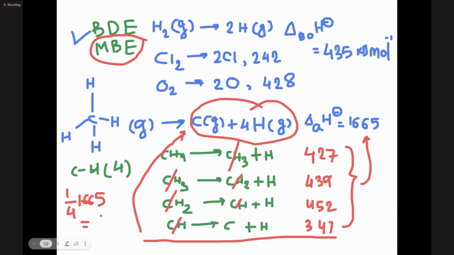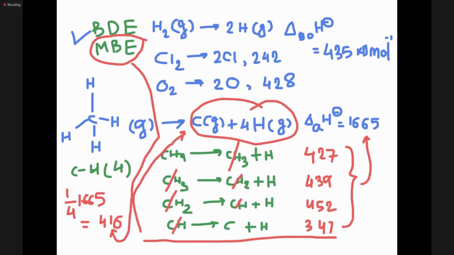So it will be around 416 kilojoule per mole, which is the mean bond dissociation enthalpy, mean bond enthalpy. So when there is a polyatomic molecule and we have multiple bonds, then we will not take the bond dissociation enthalpy value, but instead we will take the mean bond enthalpy value. So we find here that the mean C-H bond enthalpy in this case is 416 kilojoule per mole.